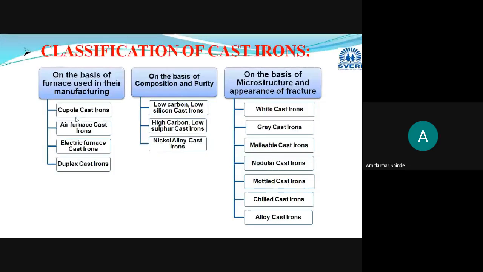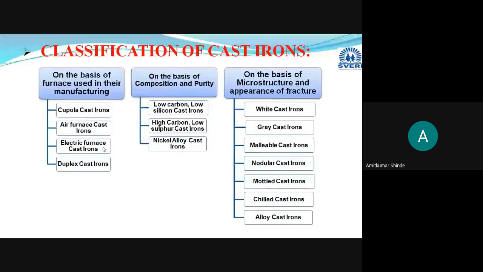That's why the name is given as duplex cast iron. In duplex cast iron, you have to use any two types of furnaces. One is used for the melting process, and another is used for refining, alloying, or doing the heat treatment process as per our need. That's why it is named duplex cast iron. It means you have used two furnaces depending on the operations.